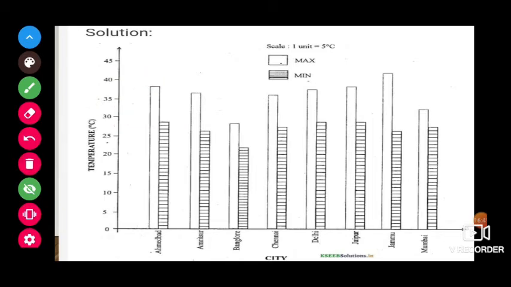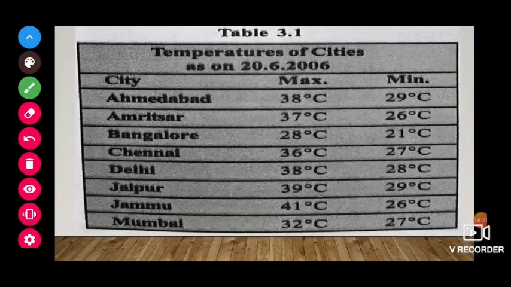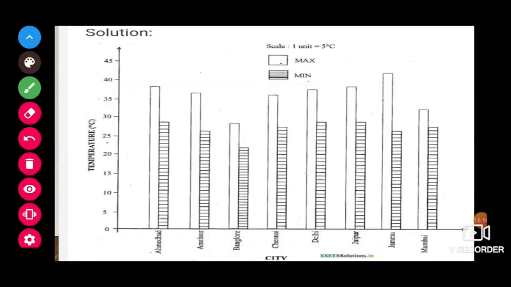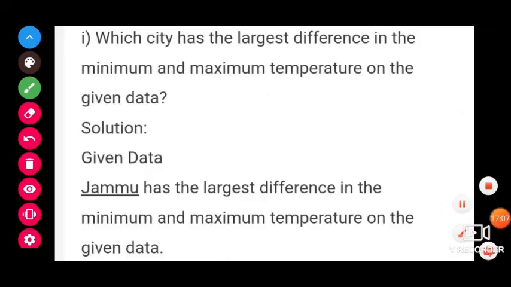Okay, next children, what is this? Amritsar. Amritsar is having 37 degrees as maximum, 26 degrees as minimum. So 37 degrees. Where is that? 37 means again it is in the middle of 35 and 40. So 35 and 40 middle is 37.5. So a little bit less than 37.5. So we will take that.